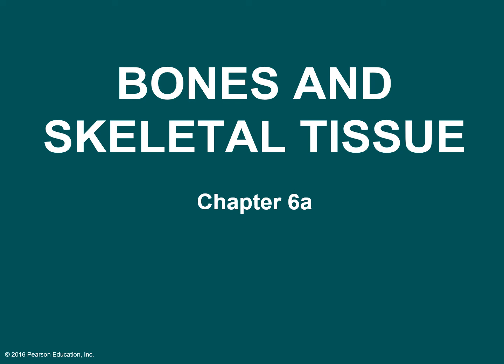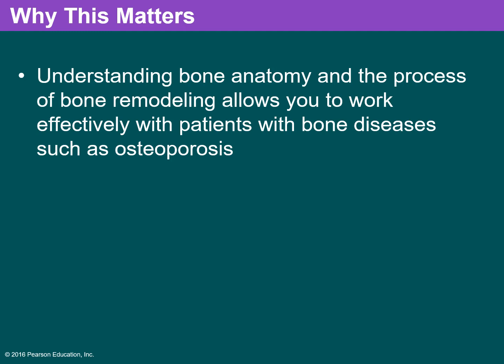This is the first half of chapter 6, so we call it 6a, referring to bones in the skeletal tissue. You have to understand how the bone is made up structurally, so the anatomy of it, and how it's continuing throughout your lifetime. Certain remodeling processes occur depending on the stresses that are placed on it.